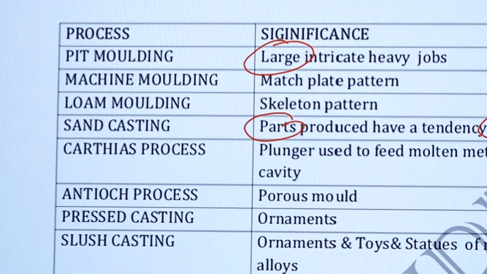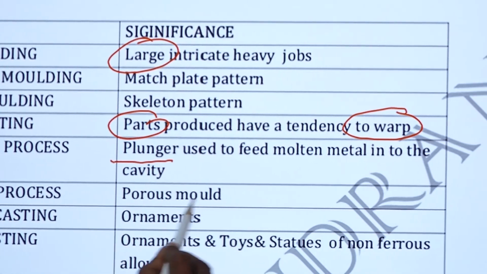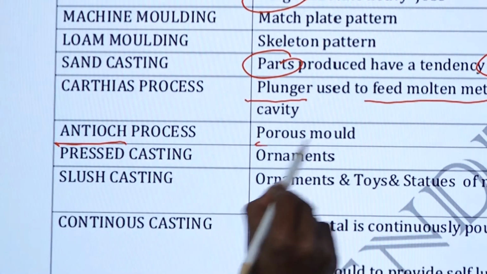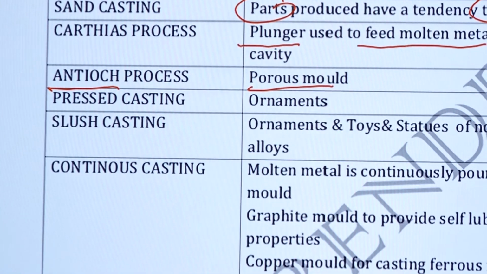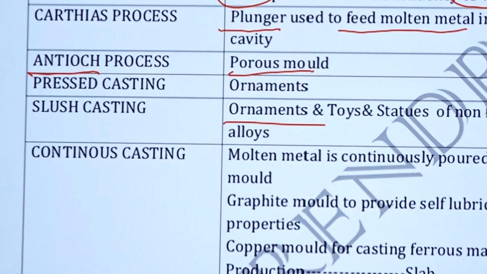Cartier process. We have a separate process called the Cartier process, where a plunger is used to feed the molten metal. Antioch process is used with the porous mold. Pressed casting is used for ornaments. Slush casting is used for ornaments.